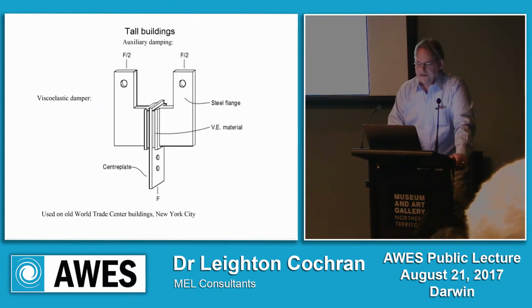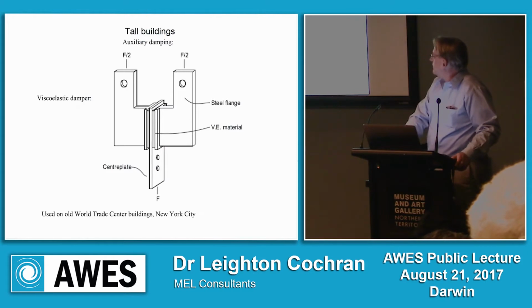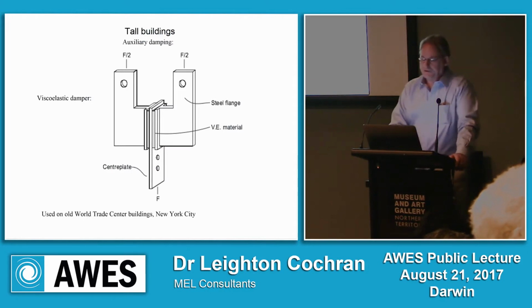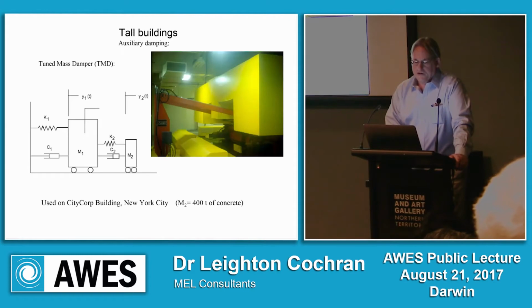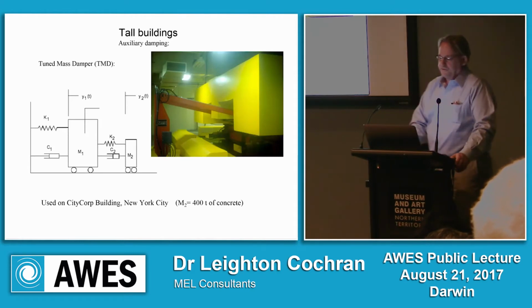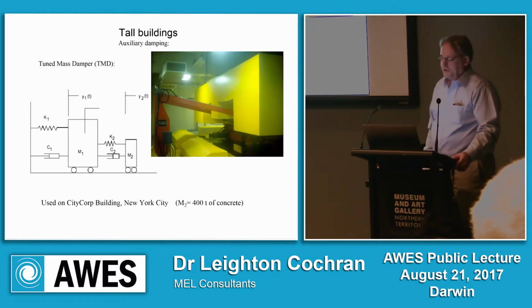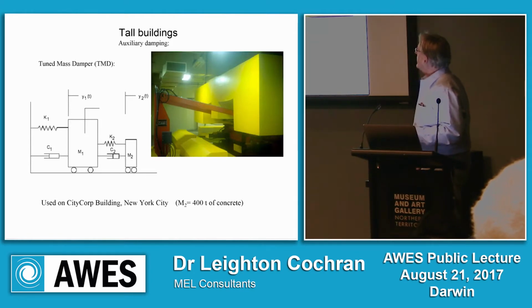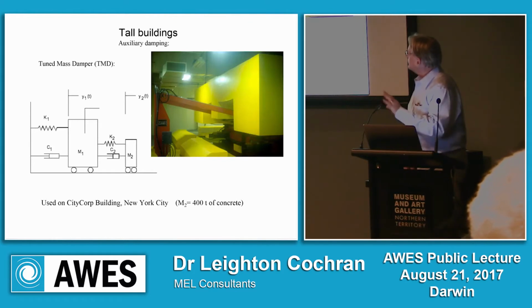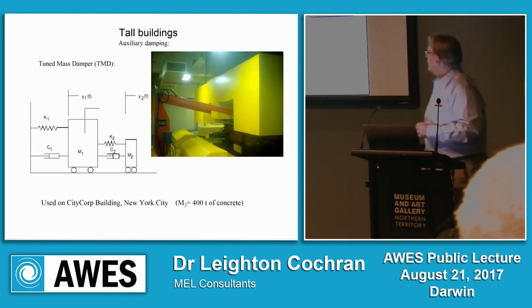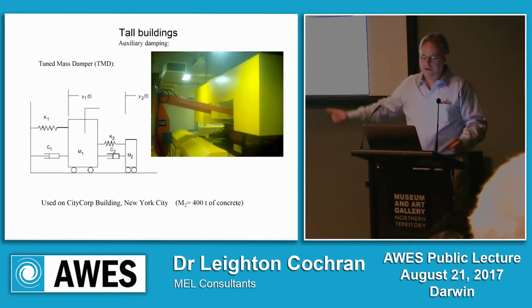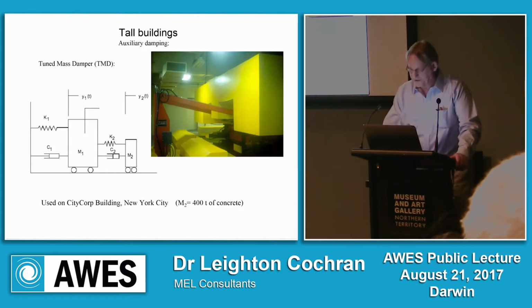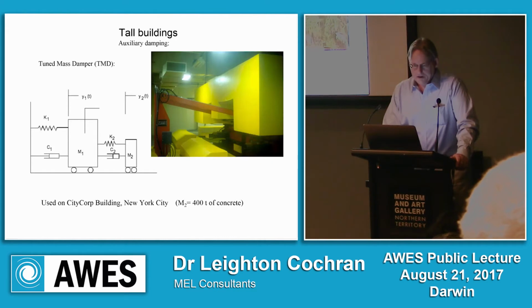The old World Trade Centers had viscoelastic dampers that looked like that, thousands of them in each building. The Citicorp building in New York has what's called a tuned mass damper, which is quite an efficient way of doing it. Basically, it's a great big heavy mass moving in the building, much the same as the pendulum style one that we saw earlier. Incidentally, if you go to that building and ask to see it, they'll deny it exists. They're embarrassed about it. But if you push it, they'll go and show it to you.